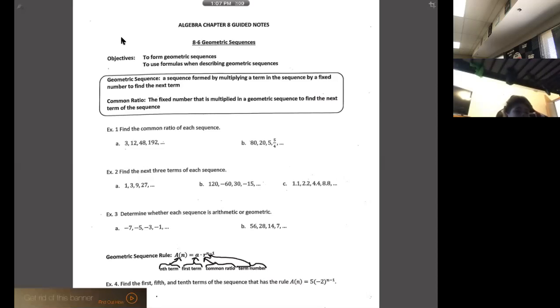All right, so you guys, we're going to be talking about section 8.6 today, and it's geometric sequences. Now, it sounds brutally difficult, but I'm here to tell you right now, it's super easy.